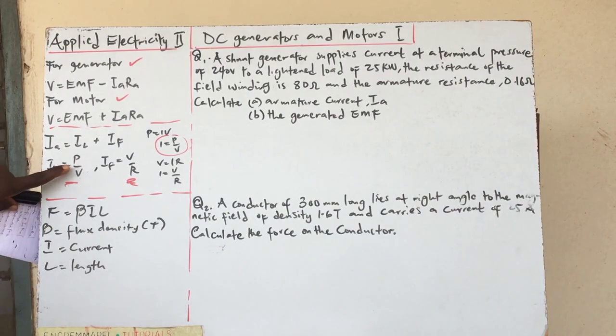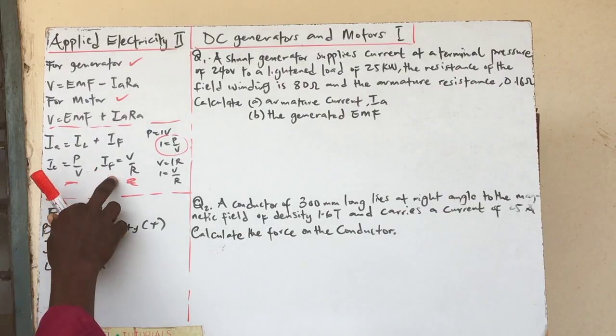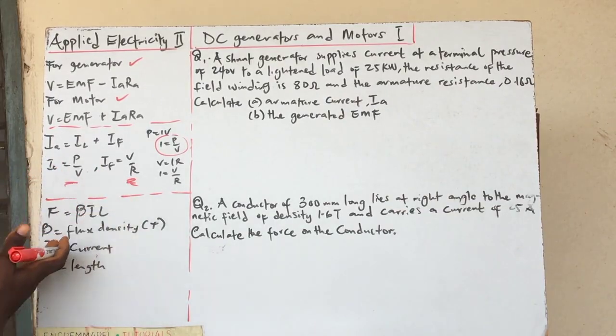You can get load current using P over V. You can get the field winding current using V over R. Then this is also the one for the force required to kickstart a winding generator. So now let's venture into these questions here.